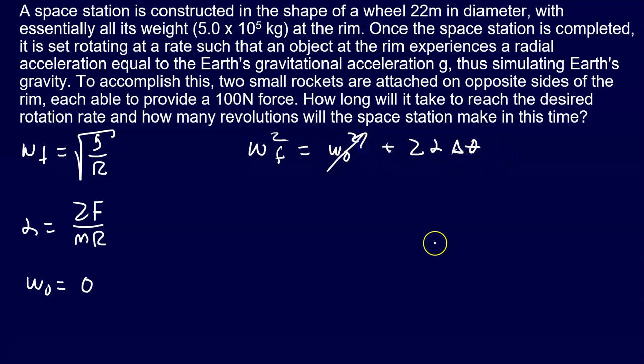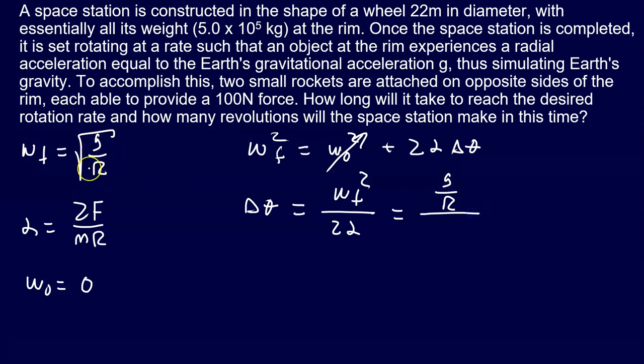Again, we'll call omega 0 to be 0, and if I go through and solve this, I get change in theta is going to equal omega final squared divided by 2 alpha. If I plug in my numbers, I get rid of the radical sign because we square the omega final, and down here it would be 2 times 2F over mr. If I bring the m and the r upstairs, this ends up being mg over 4F with my algebra.